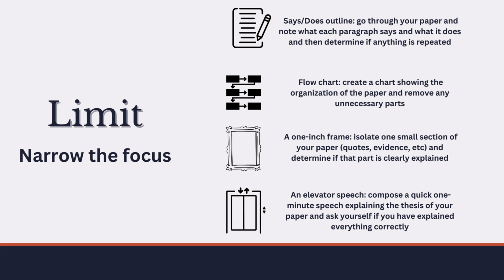Another way is a flow chart. Create a chart that shows the organization of your paper and you can see if anything is repetitive or unnecessary or needs to be taken out. You could try the approach called the 1-inch frame, where you isolate just one section of your paper and you figure out if that section is clearly explained. So you can just kind of focus on one paragraph or one little part of a paragraph and see if you need to make any changes there.